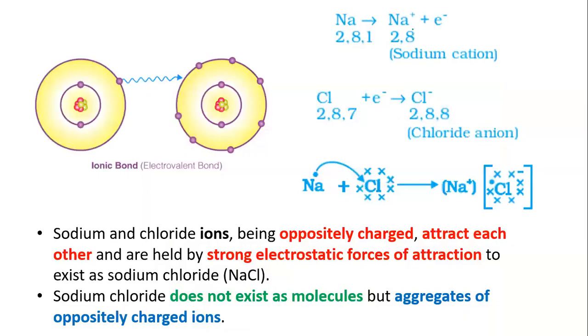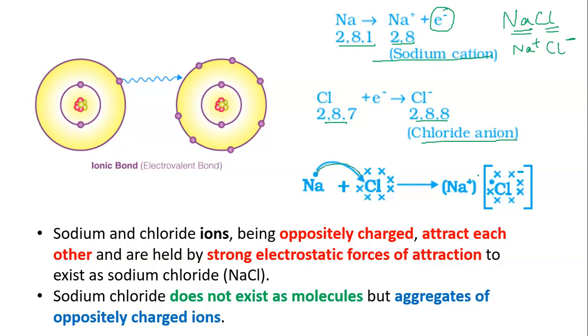Now see here. We have already discussed the example of sodium chloride. Sodium is a metal, chlorine is a non-metal. Sodium will lose an electron and form Na+, chlorine will gain an electron and form Cl-. Sodium is 2,8,1; it will lose an electron, form 2,8, the sodium cation. Chlorine will gain this electron, 2,8,7, it will become 2,8,8, that is the chloride anion. So Na is losing an electron, Cl is gaining an electron, forming Na+ cation and Cl- anion.